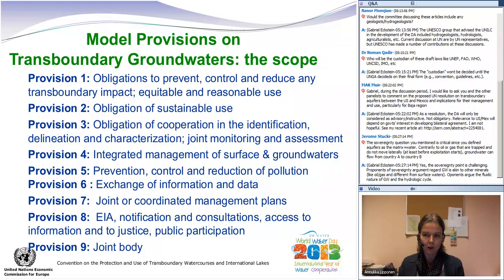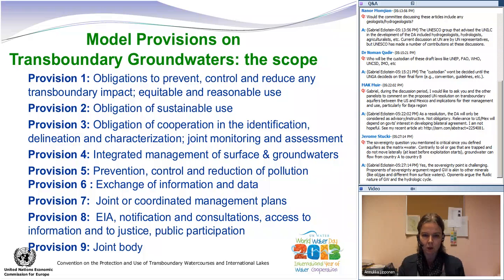And provision number 5 focuses on prevention, control, and reduction of pollution. It mentions a range of measures as examples. It's not exhaustive, like definition of groundwater protection zones or regulation of land uses, defining groundwater quality objectives, and so on.